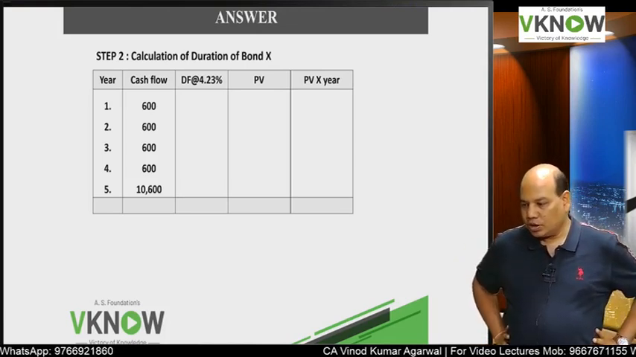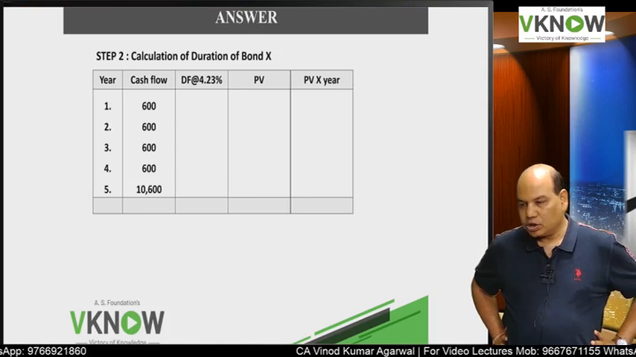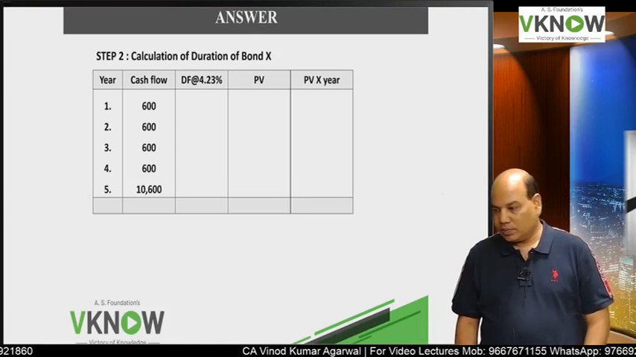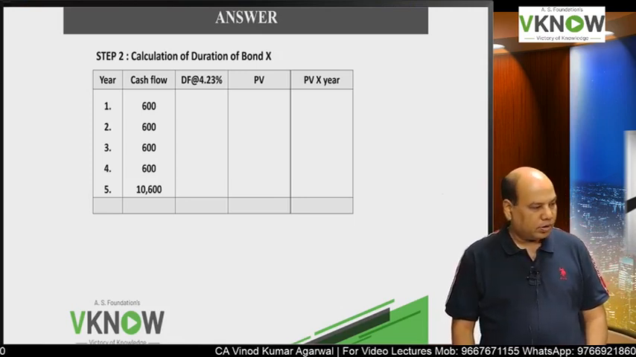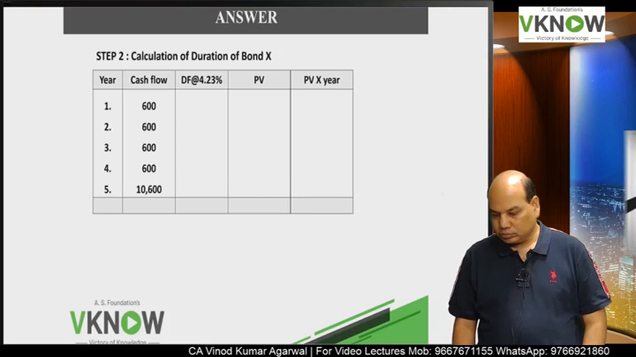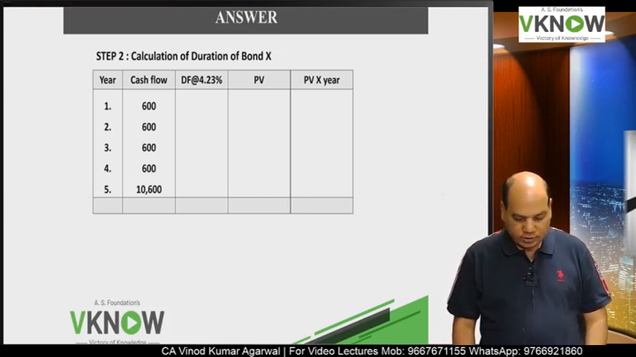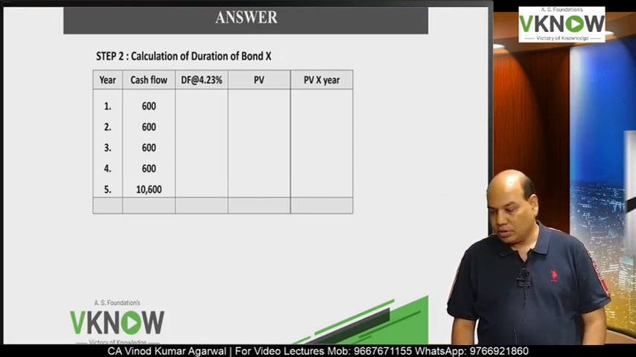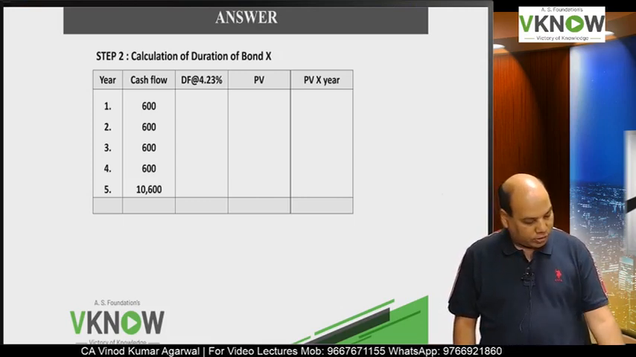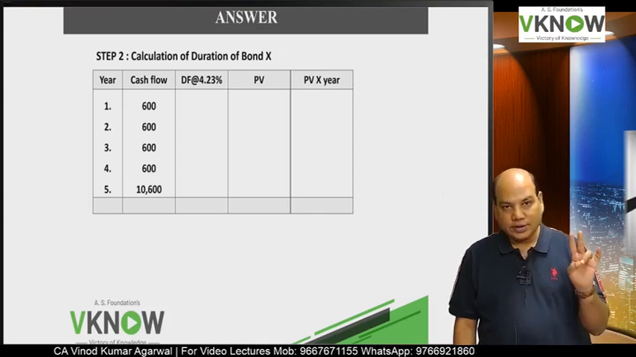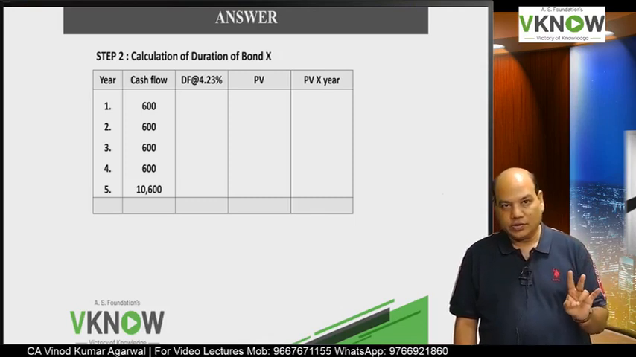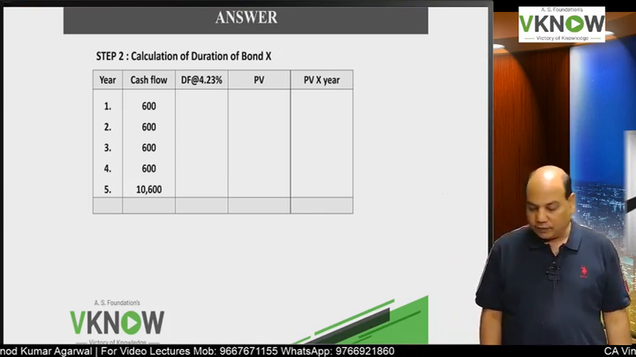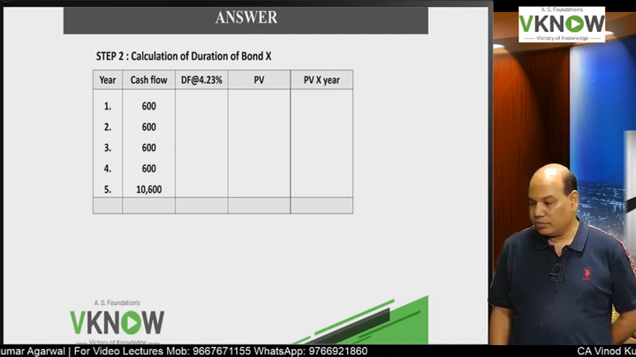So duration of bond X, write down the format: year, cash flow, discounting factor at 4.23%, present value, and present value into year. We are solving question number 57, taken from one of the publications of the institute only. Cash flow, write down 6% of 10,000, 600, 600, 600, 600, last year 10,600. Now solve. Take the factor at 4.23%.